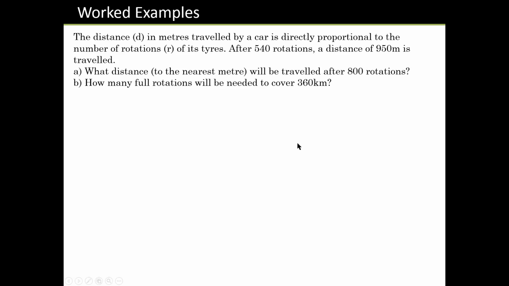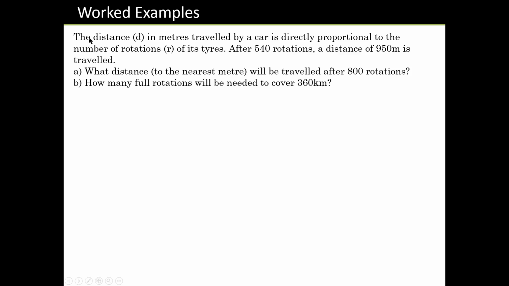Alright, so this is the example given in your textbook. They've made slight mistakes. We'll get to that in a second. Anyway, the distance in meters traveled by a car is directly proportional to the number of rotations of its tires. After 540 rotations, a distance of 950 meters is traveled. What distance to the nearest meter will be traveled after 800 rotations, and how many full rotations will be needed to cover 360 kilometers? It's very similar. You've been given, after 540 rotations, a distance of 950.